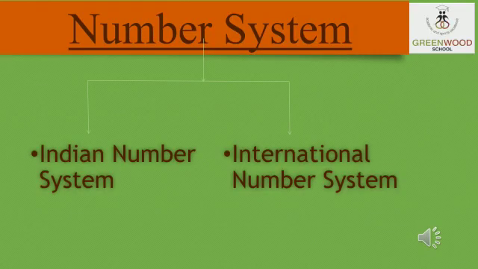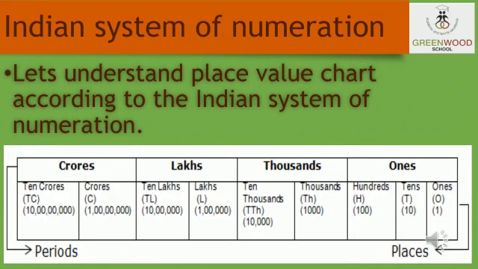The most commonly used system of numerals is the Hindu-Arabic numeral system. In other words, we can say Indian number system, which was invented by Indian mathematicians. The international number system is another method of representing numbers. Topic: Indian system of numeration. Now the question arises: how to read and write numbers according to this system? For that, let's understand the place value chart.